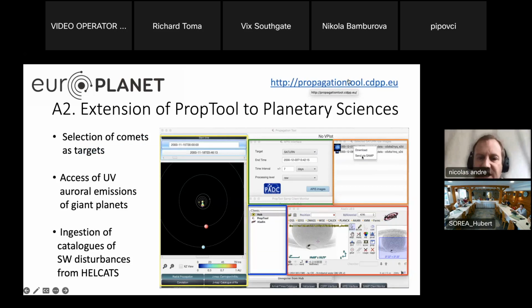This tool was existing at the start of the project, but it was mainly targeting the Earth. So we extend that tool in order to target also comets and all other planets, including the giant planets. And we add a particular plugin in order to follow solar wind disturbance and predict its arrival time at a planet. Here it's illustrated for Saturn.